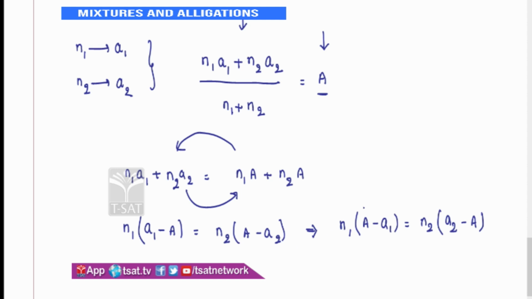If this one is D1 and this one is D2, you need to understand each term in it. N1 and N2 are the number of members in group 1 and group 2. A1 is the average of group 1, A2 is the average of group 2, capital A is the combined average. Now what is N1 by N2? N1 by N2 is equal to D2 by D1.